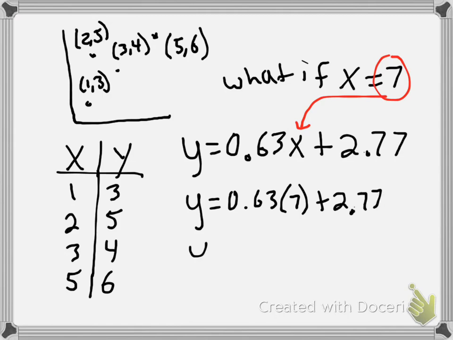Try to put a decimal, there it goes. And all I have to do is just plug that in my calculator. So 0.63 times 7 plus 2.77. In this case, that gives me a y value of 7.18. So again, normally they're going to be in table form. They're not always in table form, so it could be in a graph necessarily.